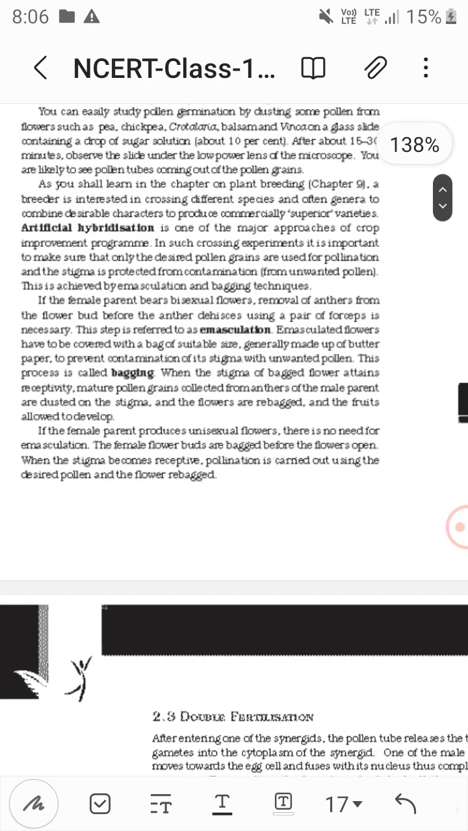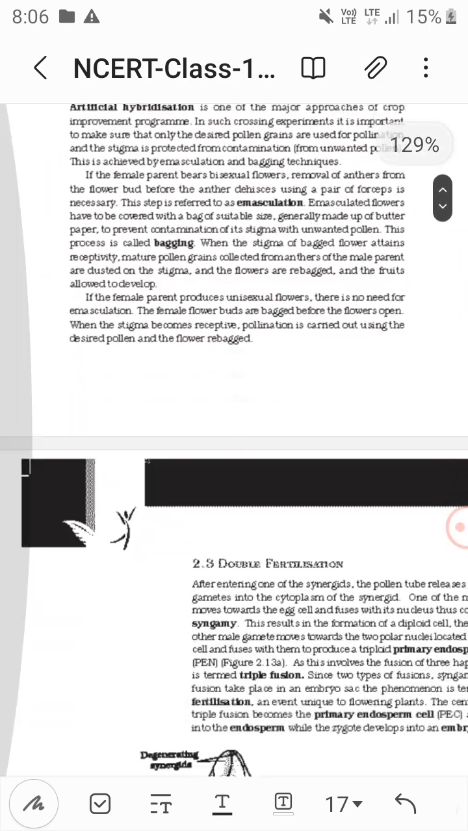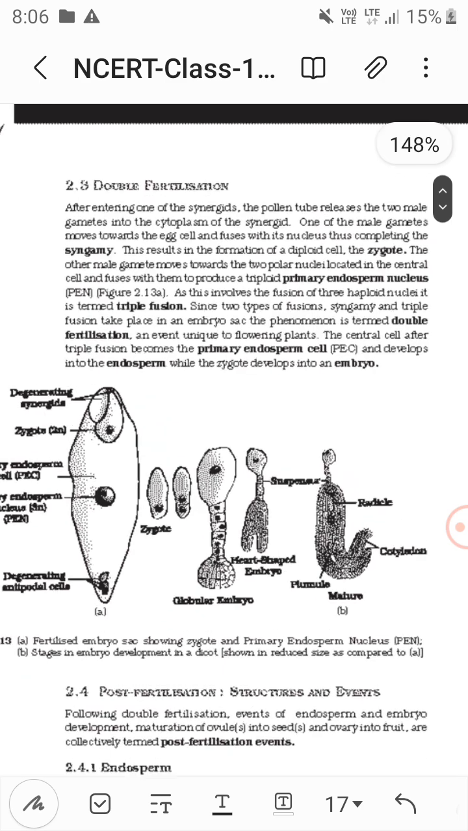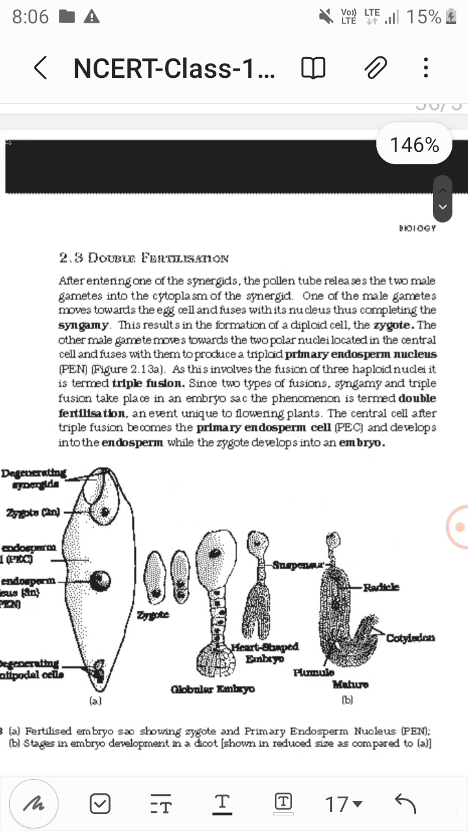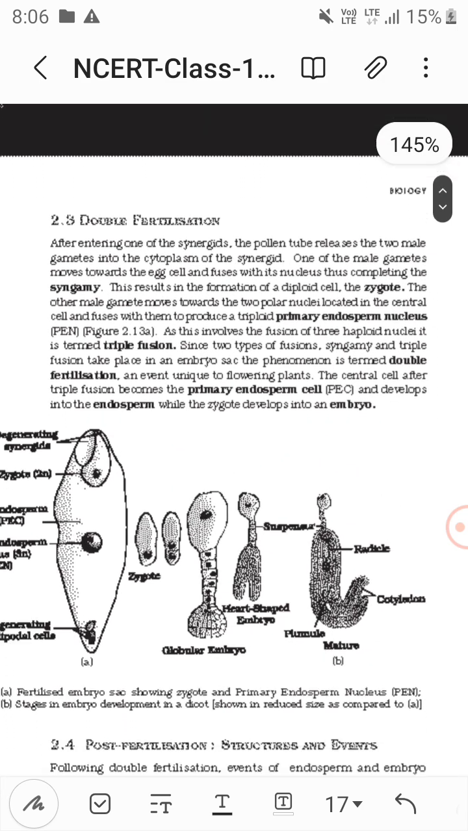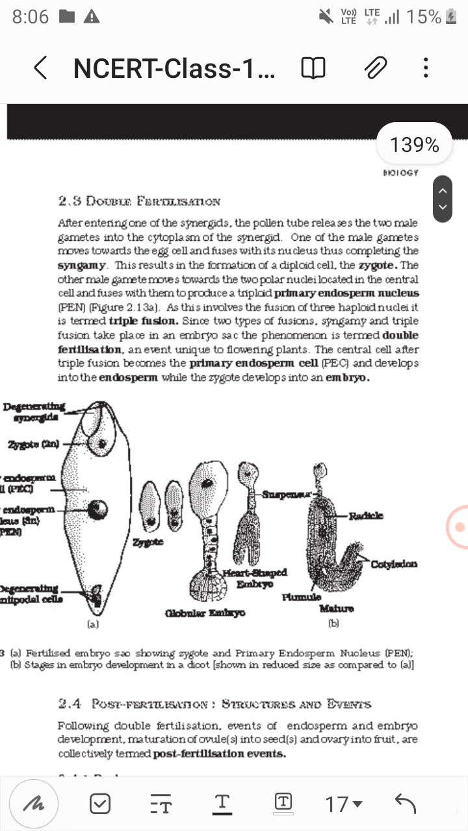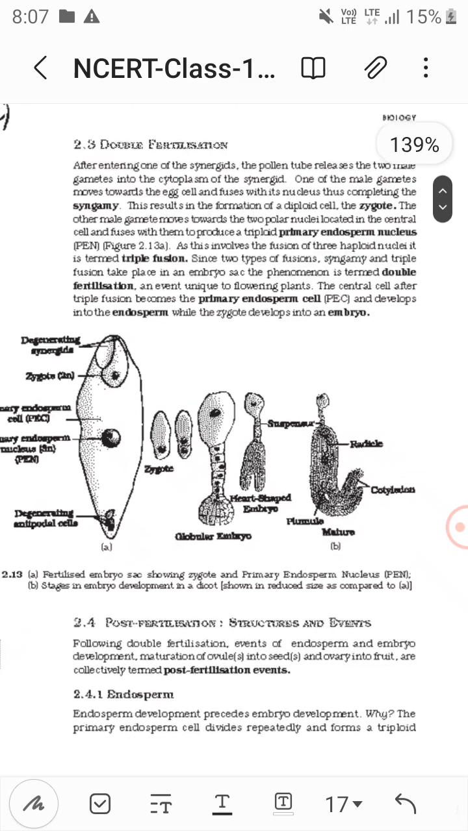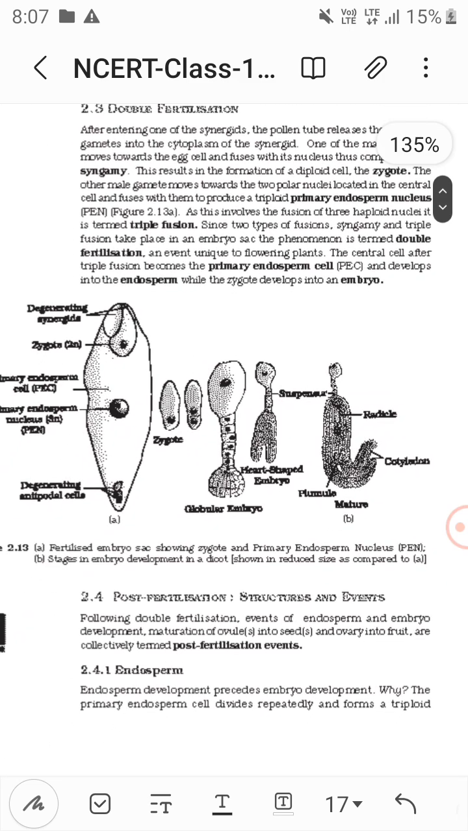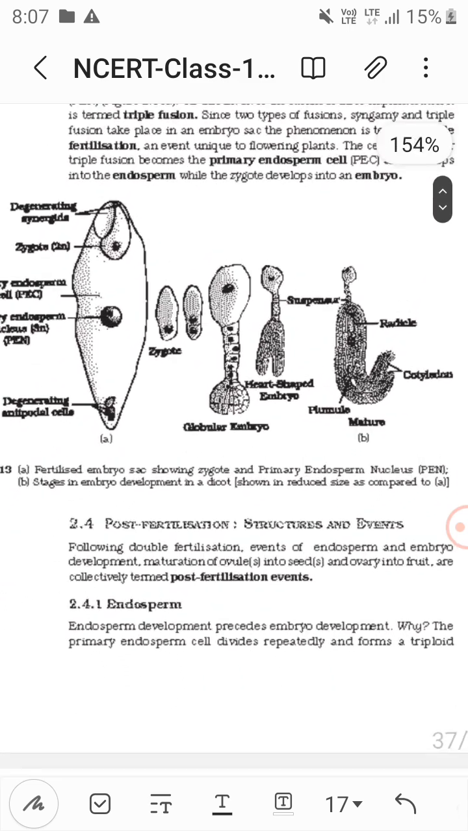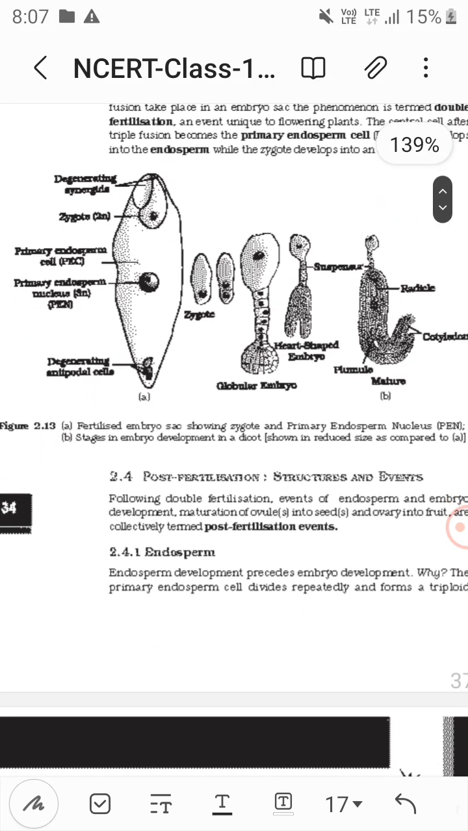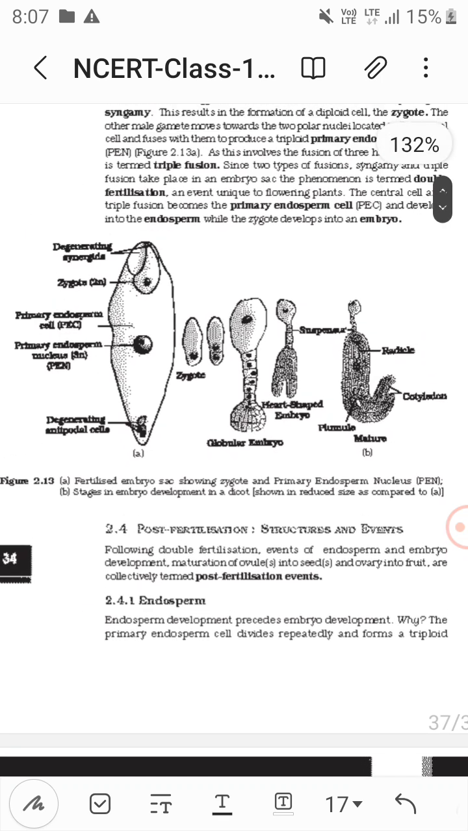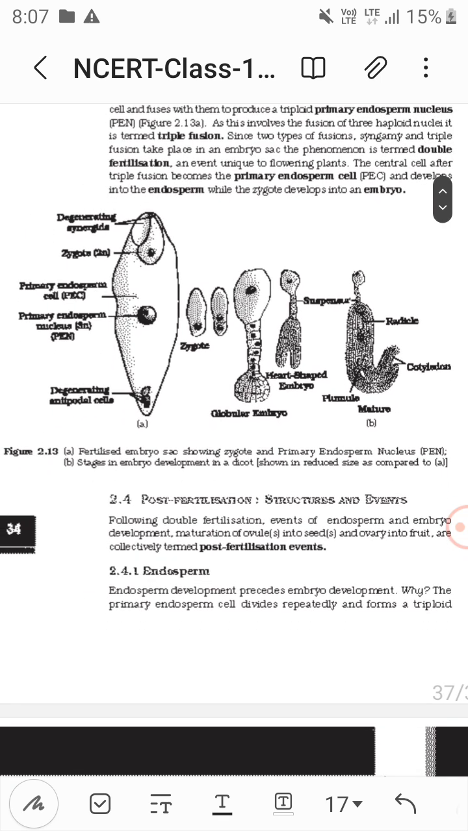Now there is artificial hybridization, includes emasculation, bagging, dusting and rebagging, then double fertilization, includes syngamy and zygote, primary endosperm nucleus, triple fusion, double fertilization, primary endosperm cell PEC, endosperm, zygote into embryo. Fertilized embryo sac showing zygote and primary endosperm nucleus PEN. Stages in embryo development in a dicot.